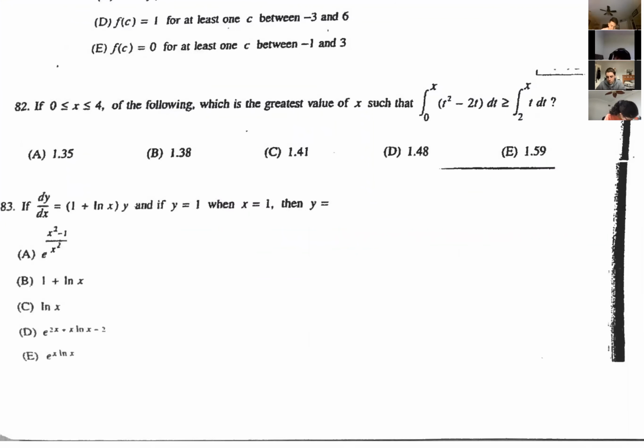Okay, so 82, between 0 and 4, of the following, which is the greatest value of x, such that the left expression is greater than or equal to the right expression? Okay, so here, if I want to find the greatest, that's another word for the maximum value. So if you want to maximize something, you want to take the derivative. So I'm going to maximize the left integral and maximize the right integral. So what I'm going to do here is take the derivative of the left integral, and also take the derivative of the right integral.